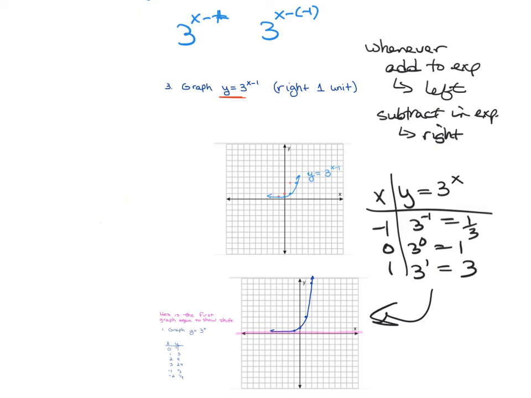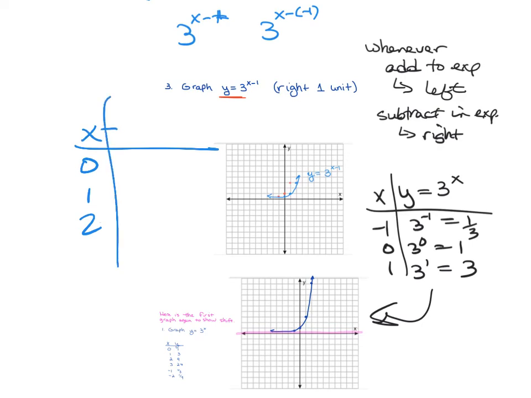So my blue points are the shifted ones. Notice the points on my graph now for blue are 0, 1, and 2, because I shifted it right.